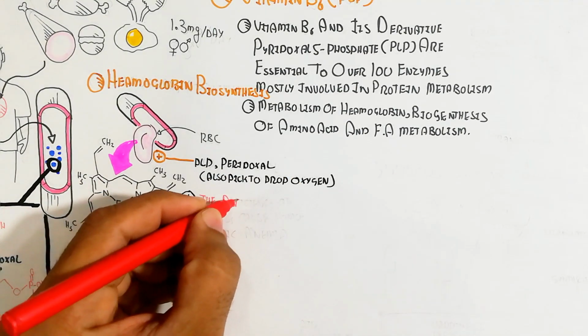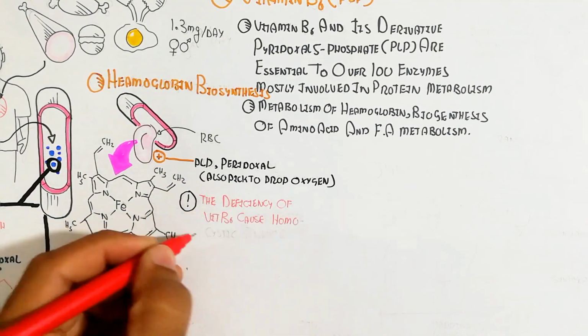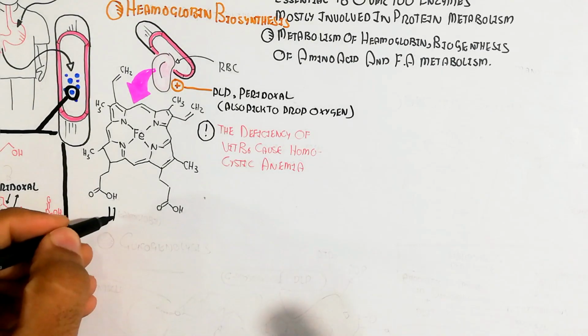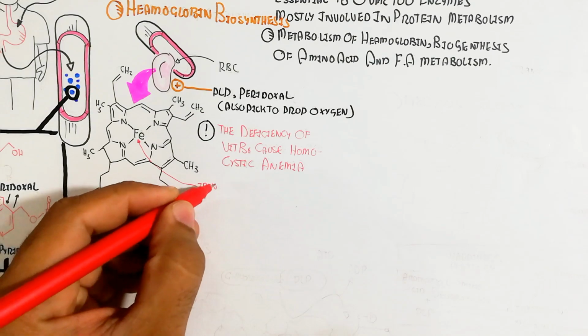So PLP, pyridoxal, is also required to pick up and drop oxygen, and the deficiency of vitamin B6 causes homocystic anemia. And iron is the central part of the hemoglobin. That is why it is known as the heme.